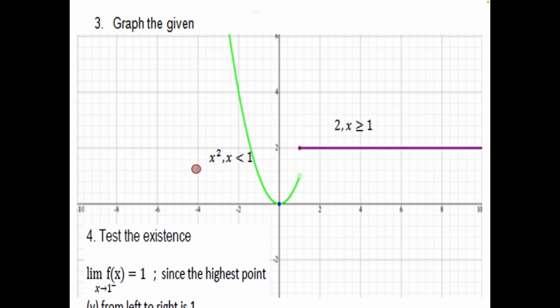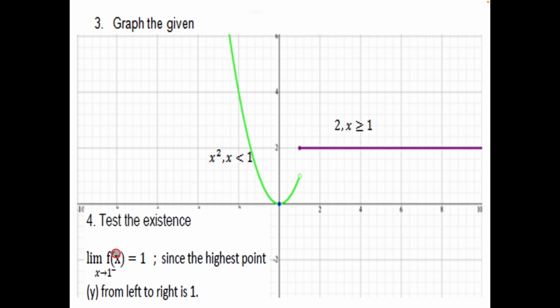We have here test of existence. We have the limit of the function of x as x approaches 1 negative. So, ibig sabihin, galing ito sa kaliwa. Now, ano yung graph natin galing sa kaliwa? Ito lang naman yung graph natin na galing sa kaliwa, kasi itong isa is galing sa kanan. So, meron tayong 1 kasi the highest value of y is nandito, which is positive 1. Yung katapat nito is a positive 1.